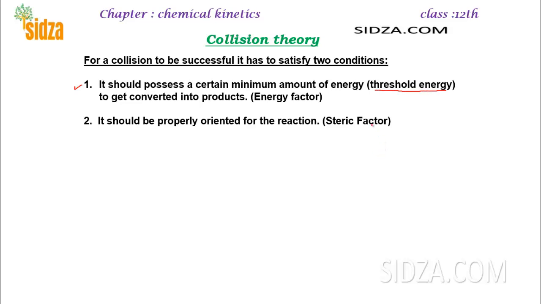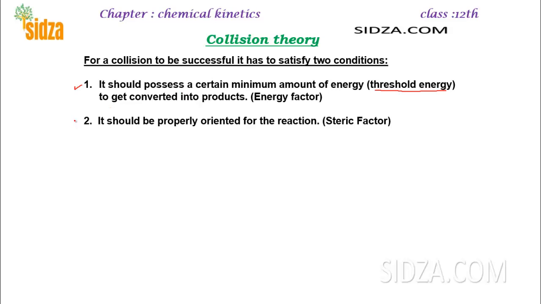And when molecules having this threshold energy collide, they can form the product. If the molecules have energy less than this threshold energy, less than this minimum amount of energy, then product cannot be formed and the collision will be ineffective. So the first condition is that the colliding molecules should have sufficient energy, right? And that sufficient amount of energy is called the threshold energy.